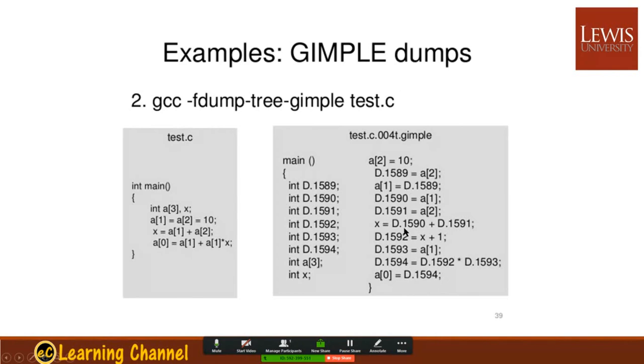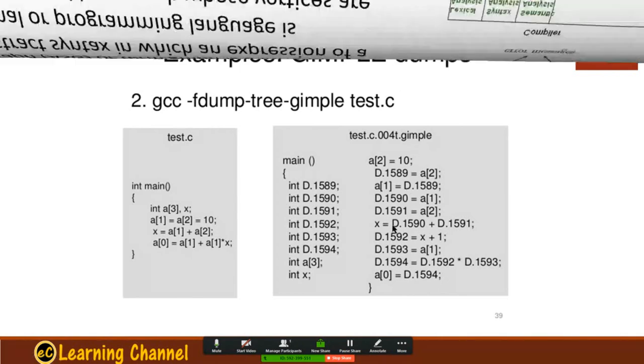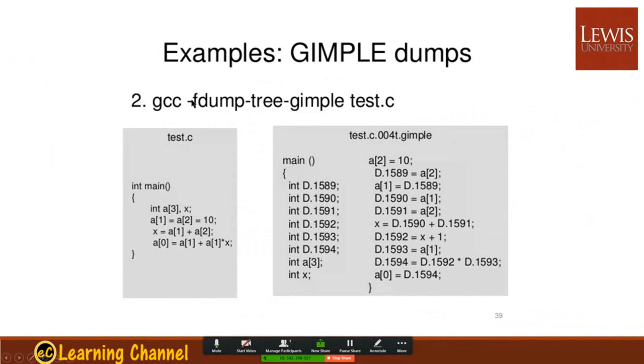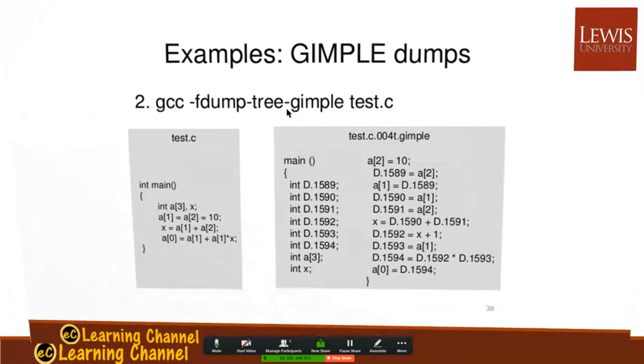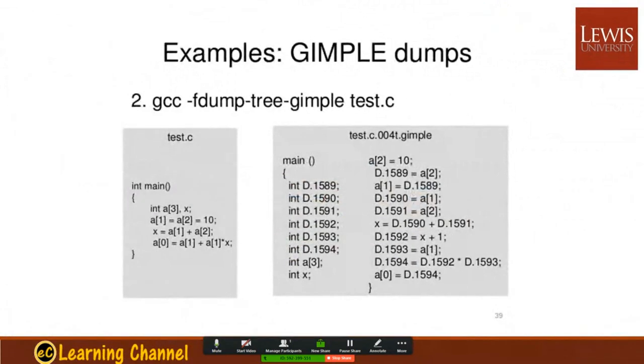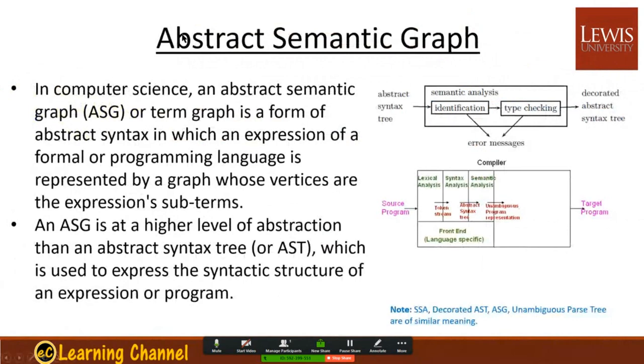But we still want to do optimization. So I'm sorry, and this one, if you do GCC, you can do -fdump-tree-gimple, and the previous stage is -fdump-tree-original-raw. So after the GIMPLE file, you have this, and then we are going to generate a control flow graph.